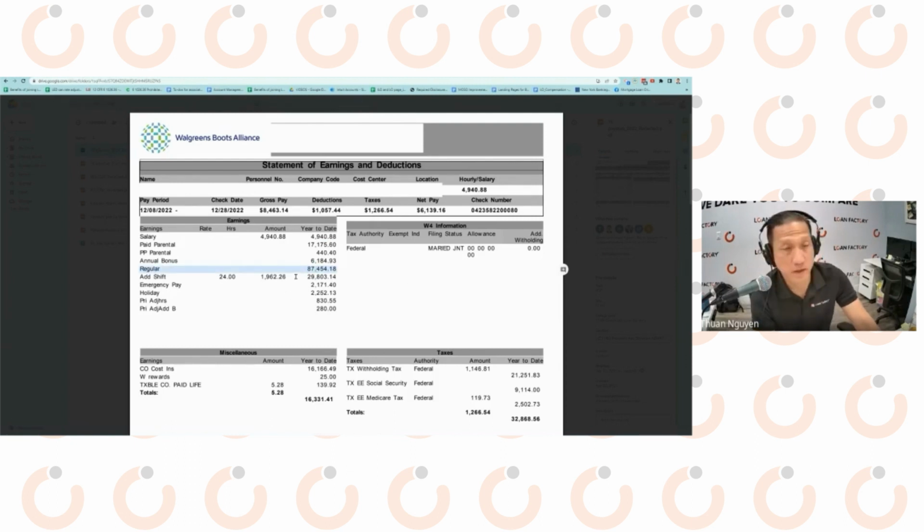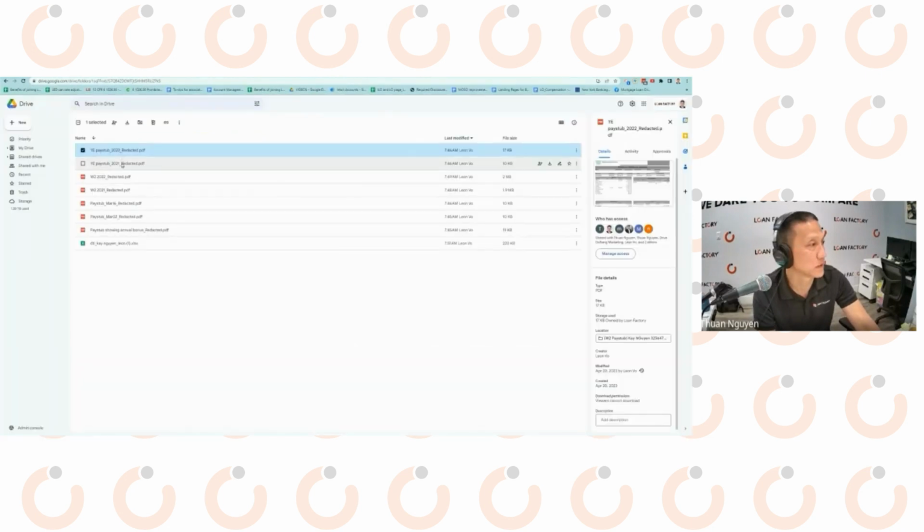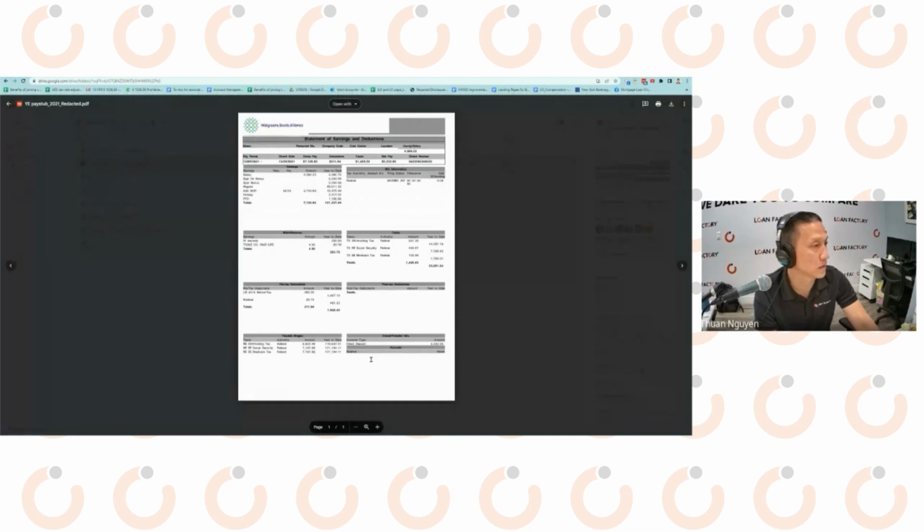So the lender always looks at the year to date. For example, additional shift here. This person is working an additional or different shift, he gets extra, and the year to date proves that, right? So this proves that this type of income is regular and should be counted towards the income. Okay. So let me see if there's another. This is the same.